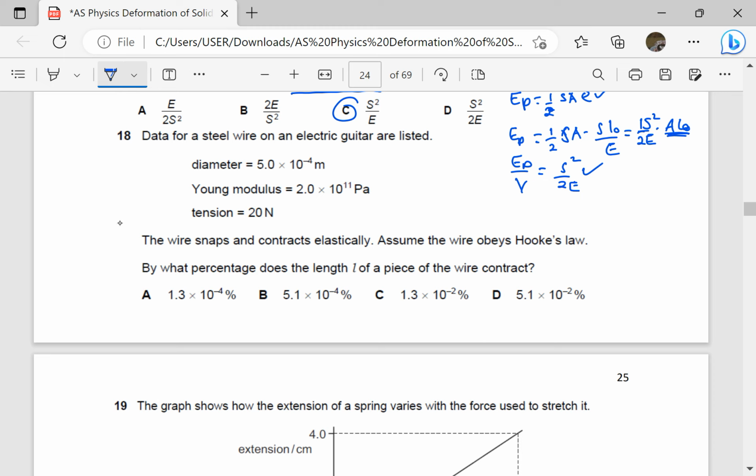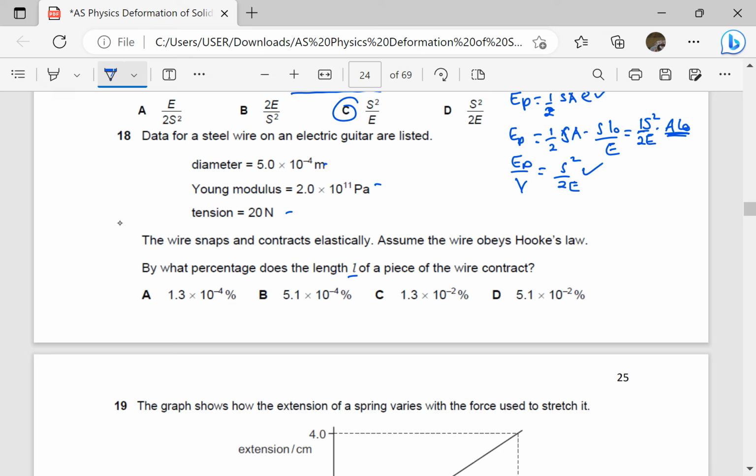Data for a steel wire on an electric guitar are listed: diameter, Young modulus, tension. The wire snaps and contracts elastically, assuming the wire obeys Hooke's law. By what percentage does the length L of a piece of the wire contract? So we want strain as a percentage.